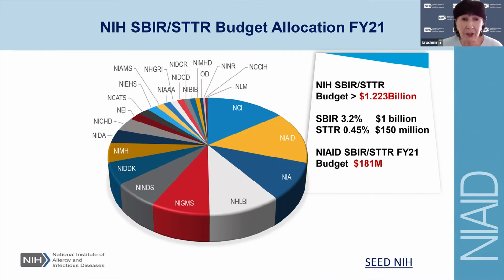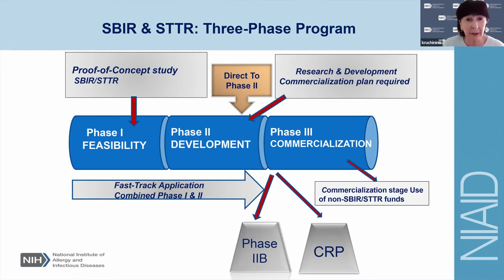Now, within NIH, the small business program is more than $1 billion. It's quite a bit of money. The largest institute is the National Cancer Institute, and my institute, the Institute of Allergy and Infectious Diseases, is the second largest. Our budget for the small business program in fiscal year 21 is $181 million, which is also quite a bit of money. Most of this money will go to support grants, contracts, and cooperative agreements.